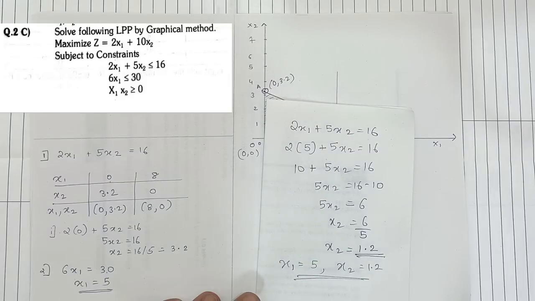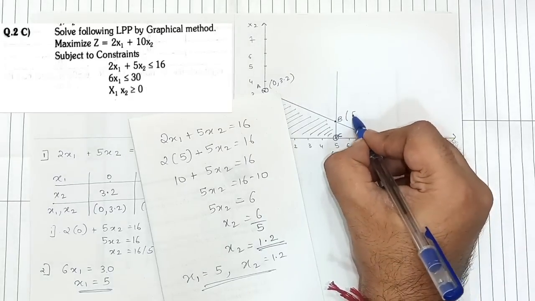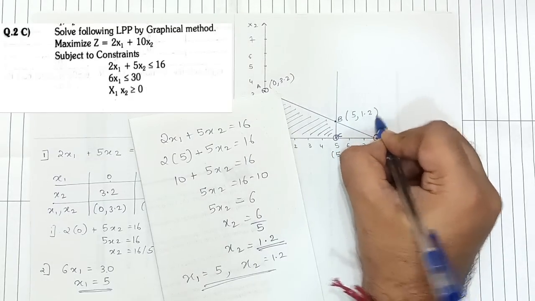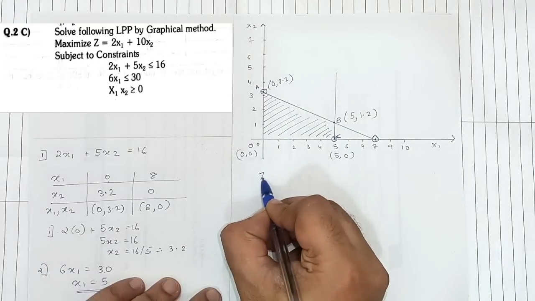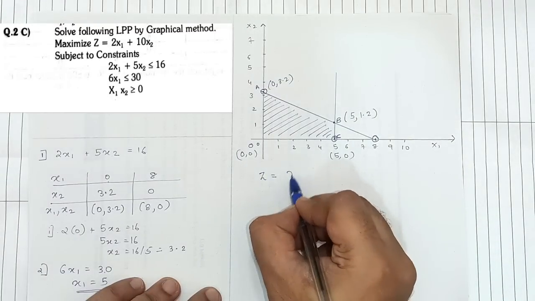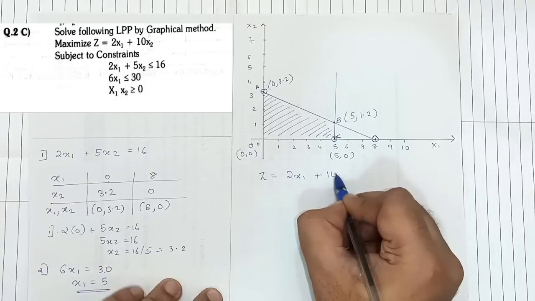These are the coordinates of the point of intersection. So I'll write this: B's coordinates are 5 comma 1.2. Once we have got that, our final step is to get the value. I'll write here the maximization function was z is equal to 2x1 plus 10x2.